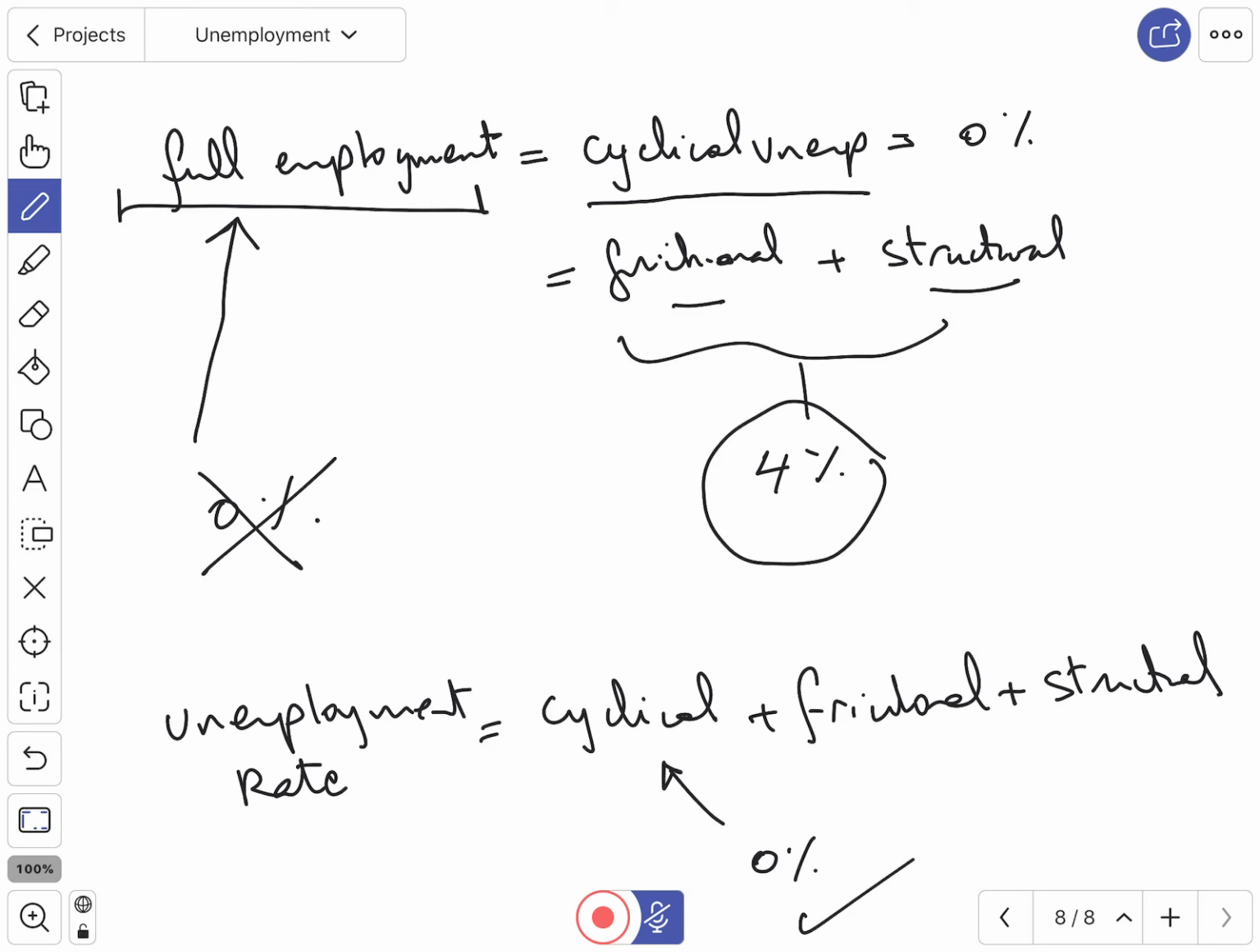However, in real life, we would never have this number equal to 0, because I still have some people who are either looking for jobs, still waiting for their interviews, or I have some people who have lost their skills forever. Okay, so these two combined would lead to an unemployment rate that would never be equal to 0. However, we look for 0% cyclical, or we wish to achieve 0% cyclical, in order to say that we have full employment or full use of our available workforce.